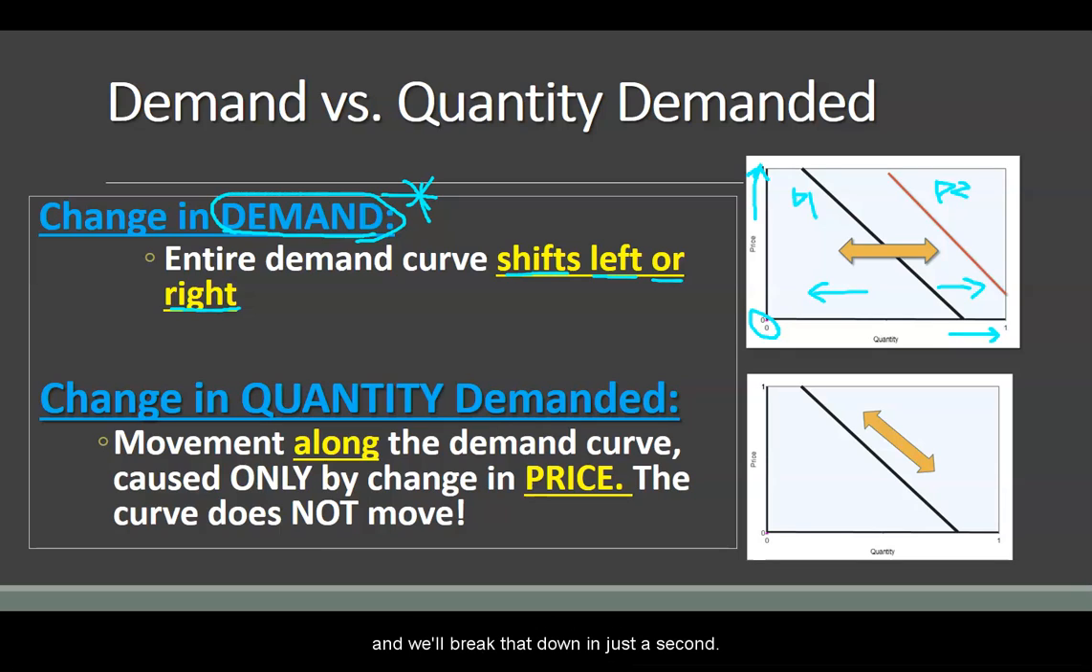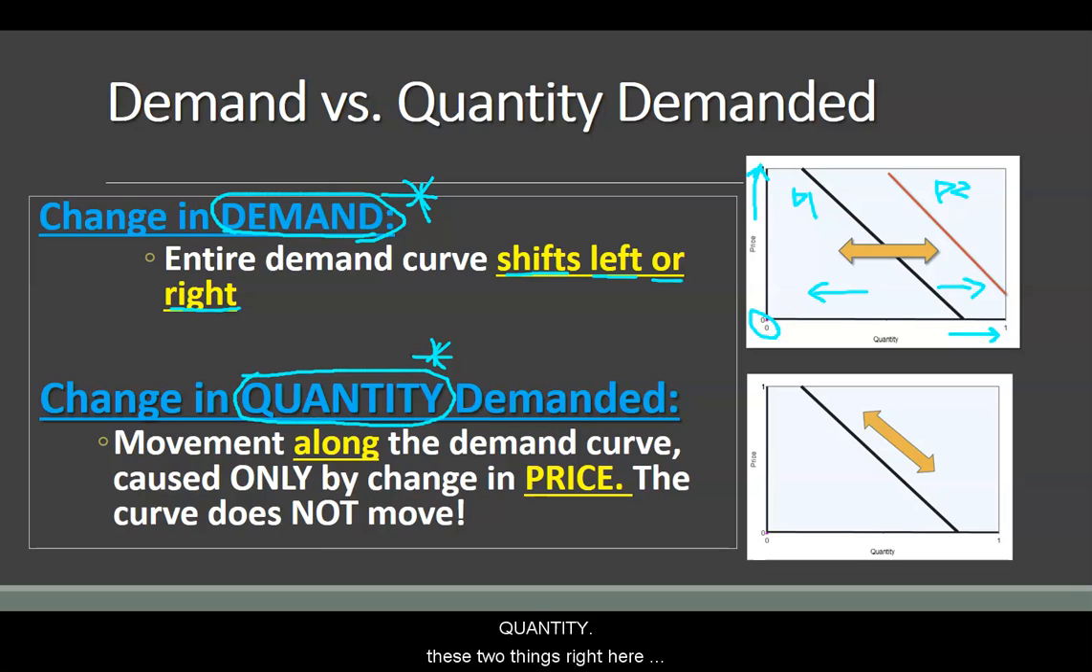So just start with that and we'll break that down in just a second. For the second part, make sure you have quantity. Circle it, highlight it, underline it, put a star, something. Quantity. These two things right here are the biggest differences in this lesson: demand versus quantity demanded. So demand is, do I want it or not? Quantity demanded is, yes, I want it, but do I want 1 pair of shoes or do I want 5 pairs of shoes?